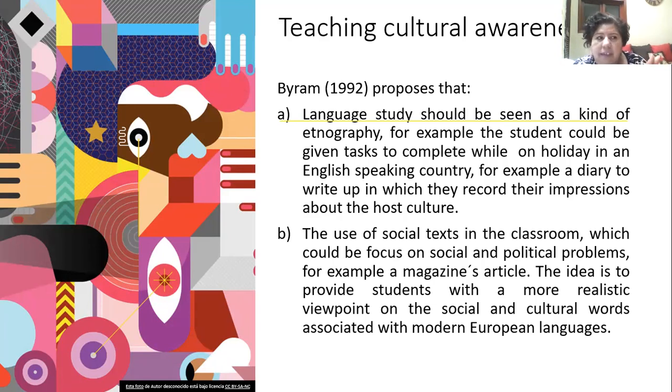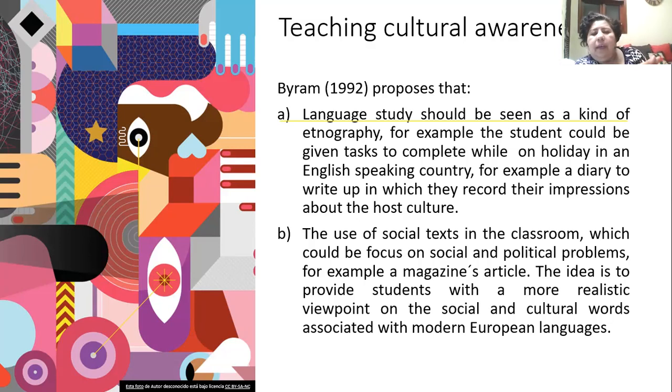That is, we could share some information with the students so they can be aware that, for example, today is Thursday, and today is a very important day in the United States, it's Thanksgiving. Then they could do some research about this and learn what food and why this day is important, etc. And after that, they could write a diary in which they record their impressions about this culture.